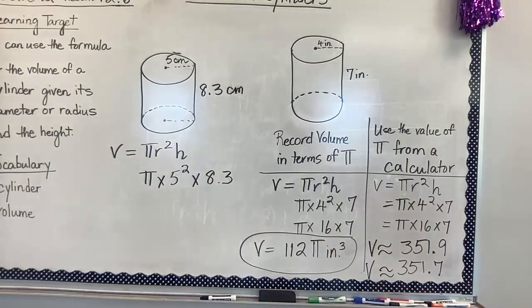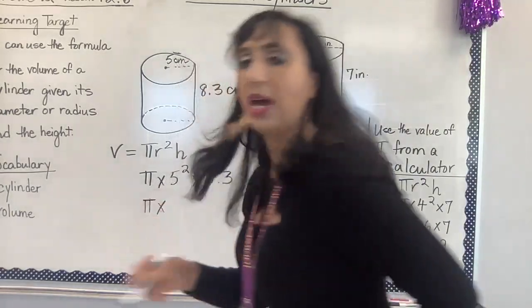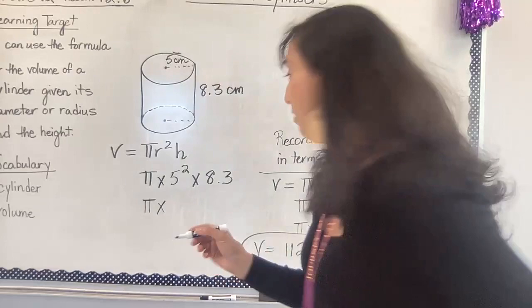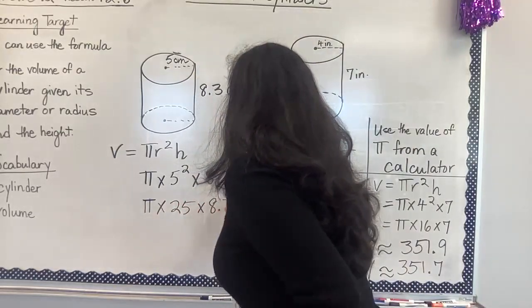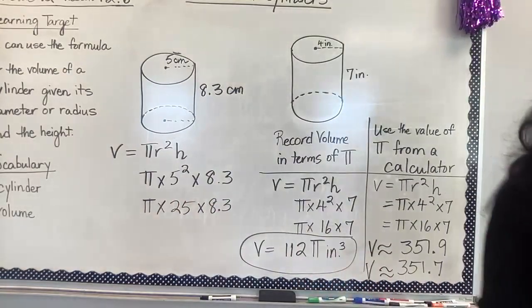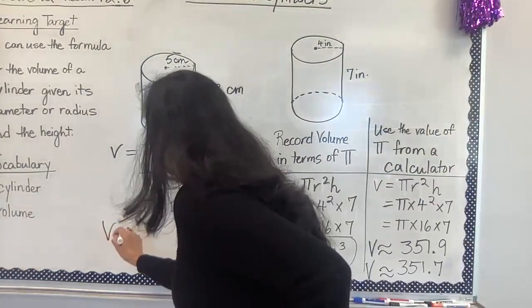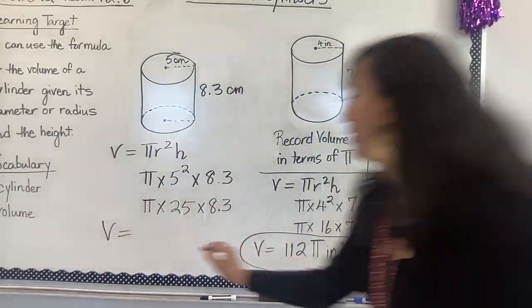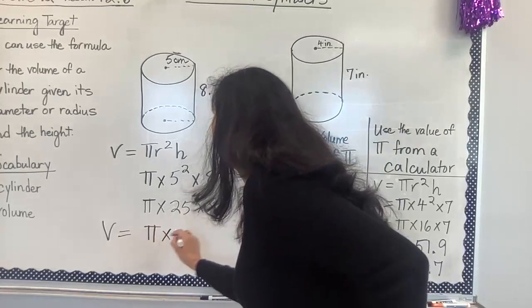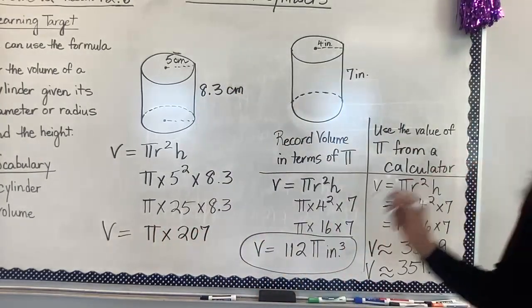Okay, and so therefore volume, when we do, what is 5 squared? 5 squared is 5 times 5, which gives me 25. Okay, times 8 3/10. And so I end up with volume is pi times 207 and 5/10.